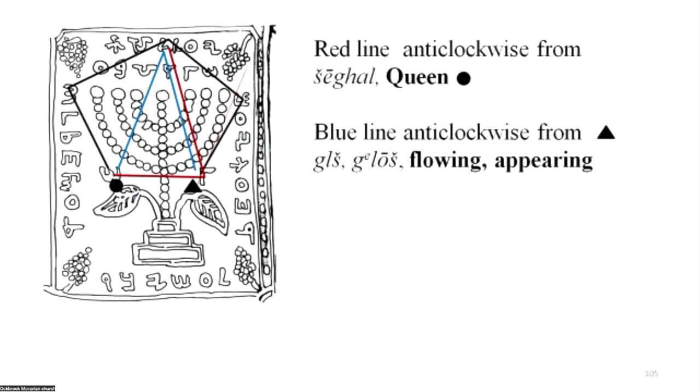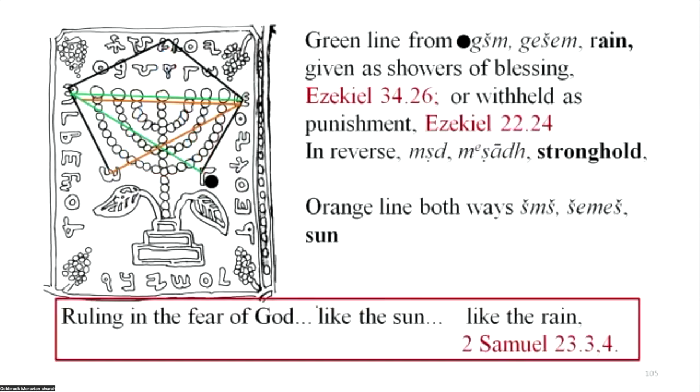If you look at the red line, we've come across this in another context. This is the Queen, Shegal. And then we've had the flowing and the appearing. We've had that already. But that forms the central triangle of this pentagon, which is very important for the lady.